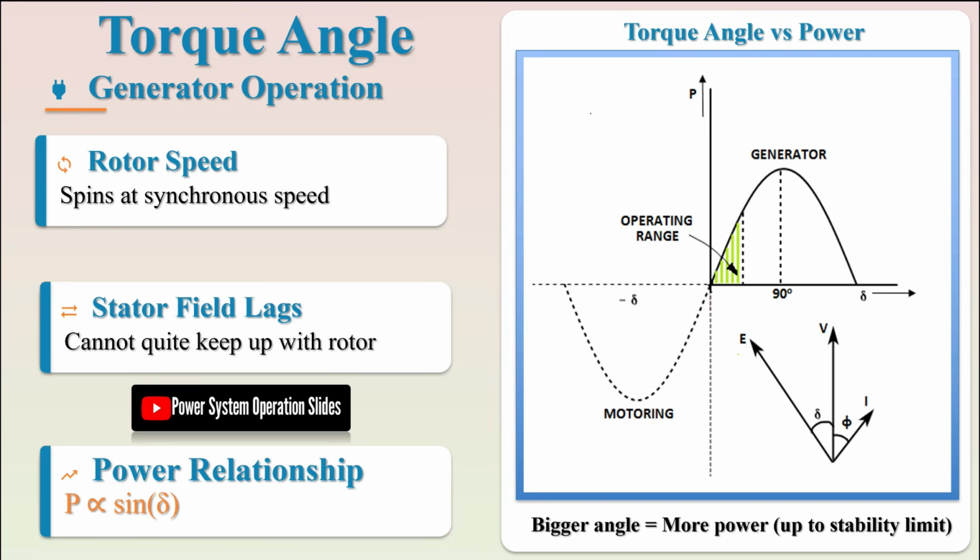Power angle, the system-wide perspective. The power angle represents the third and perhaps most fundamental angle for understanding how power flows through the entire transmission network. This angle measures the angular separation, or phase difference, between the voltages at two different points, nodes, in the power system.